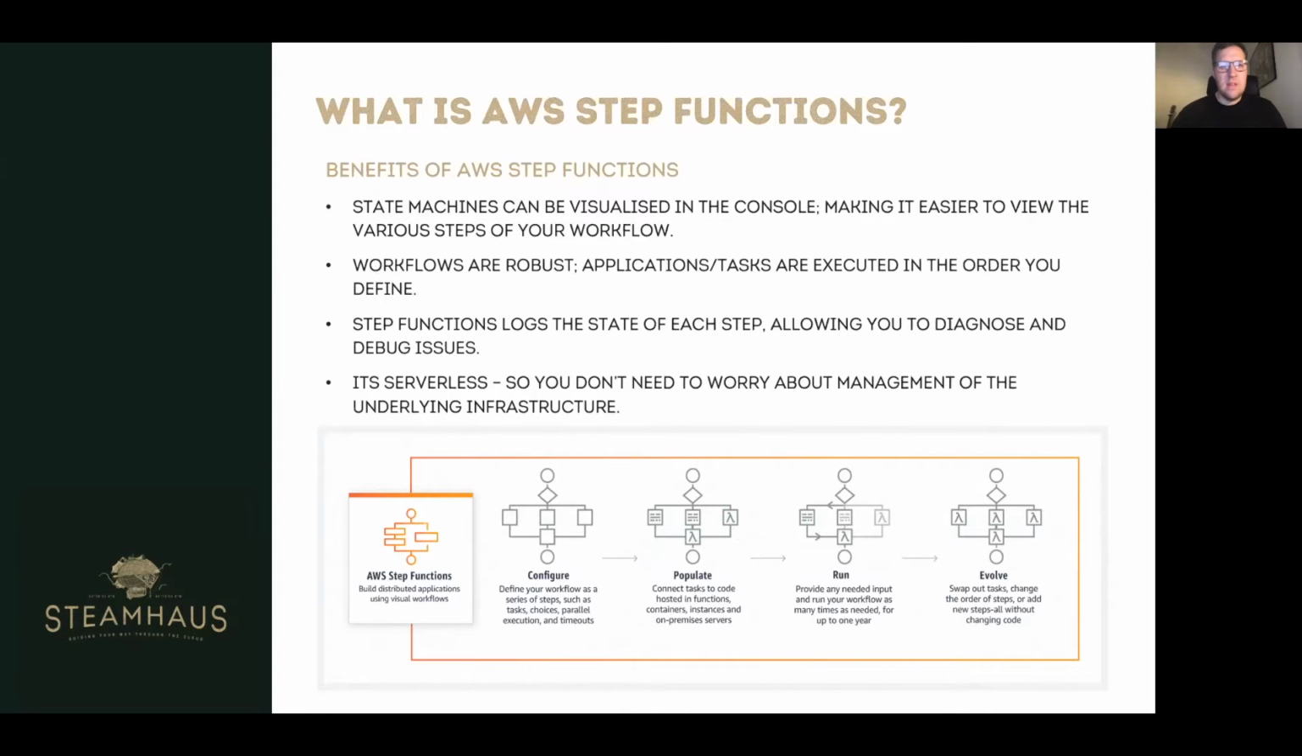Okay, so what are the benefits of AWS step functions? State machines can be visualized in the console, making it easier to view the various steps of your workflow. Workflows are robust, so your applications and tasks are executed in the order that you define. And step functions logs the state of each step, allowing you to diagnose and debug issues quickly. And it's serverless, so you don't need to worry about the management of the underlying infrastructure that runs the state machines.